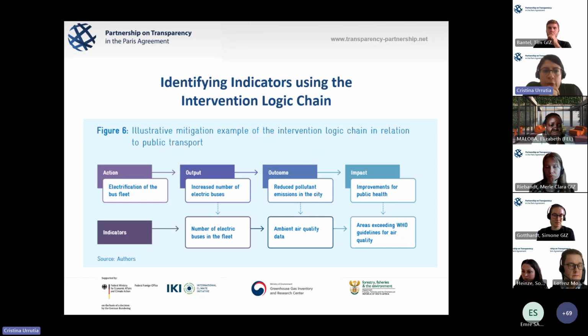The knowledge product also refers to a framework called the intervention logic chain, which works by developing a narrative of how a specific action will unfold and what its results will be. The results directly in the influence sphere of the action are called outputs. A little bit further away, results that are expected but not directly influenced are known as outcomes, and the long-term results are referred to as impacts. So in this example you see here, the action would be the electrification of the bus fleet, an output would be the increased number of electric buses, and so on.